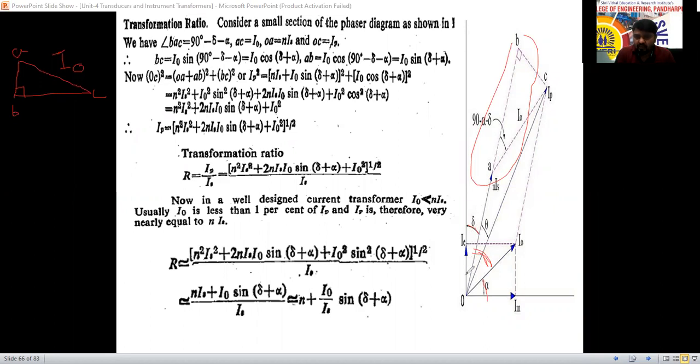Total angle कितना है? Total 90 है. इधर से इधर 90 है. So this one you minus it and this one you minus it, we will get the exact angle for this one here. So 90 minus alpha minus delta. That is, this angle is 90 minus alpha minus delta. We are going to consider like this.